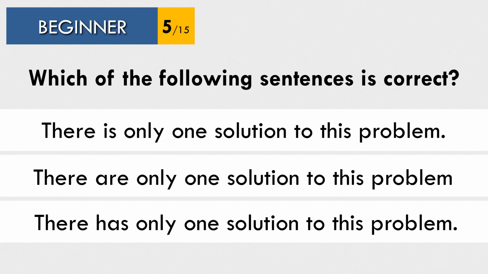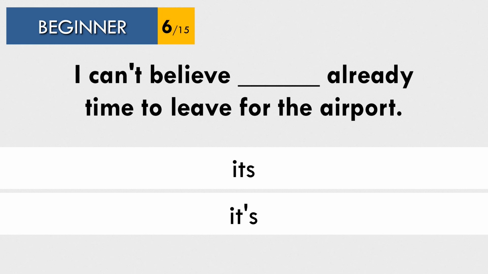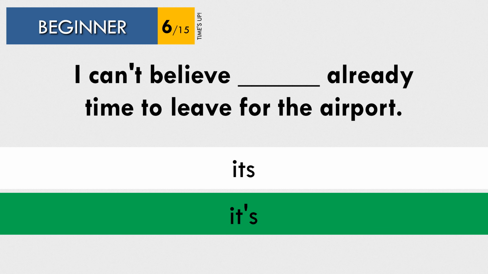Question 5. Which of the following sentences is correct? The correct sentence is, there is only one solution to this problem. Question number 6. I can't believe, already time to leave for the airport. The correct answer, I can't believe it's already time to leave for the airport. In this sentence, it's is a contraction of it is.